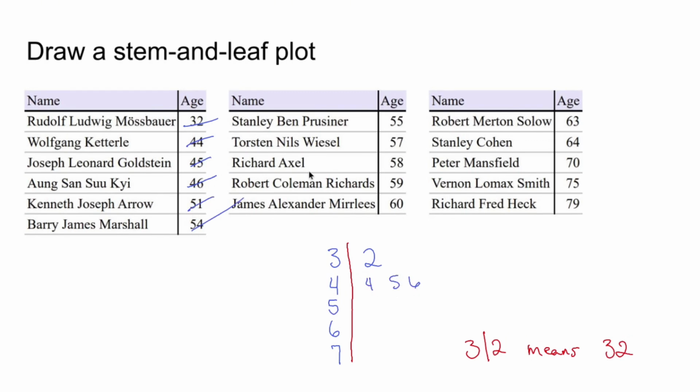I get 1, 4, 5, 7, 8, 9. I get 0, 3, 4. And last but not least, 70, 75, 79.